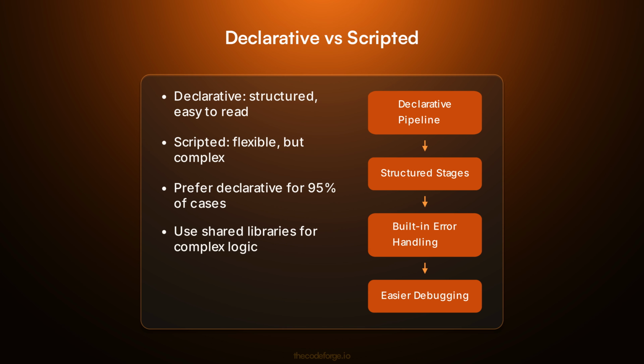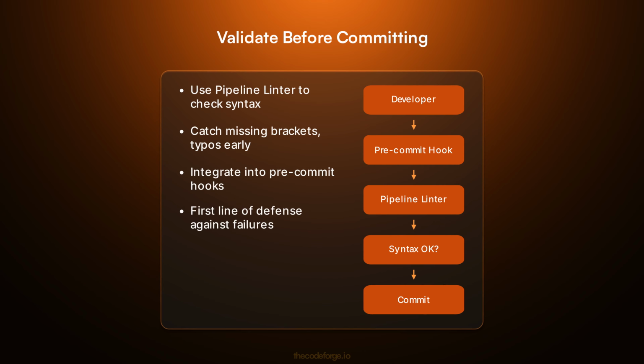The Jenkins pipeline linter validates your Jenkinsfile syntax without running it. You can use it via curl or Jenkins CLI. Integrating it into a pre-commit hook catches errors before they reach production. This simple step would have prevented the missing bracket incident we started with.